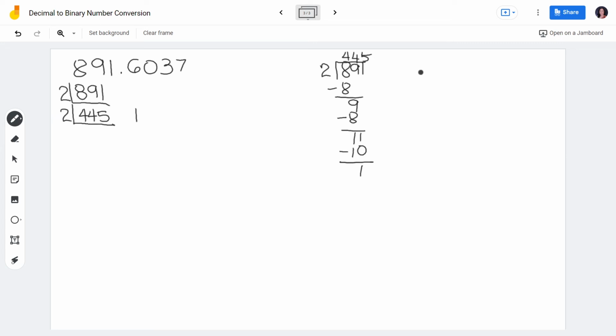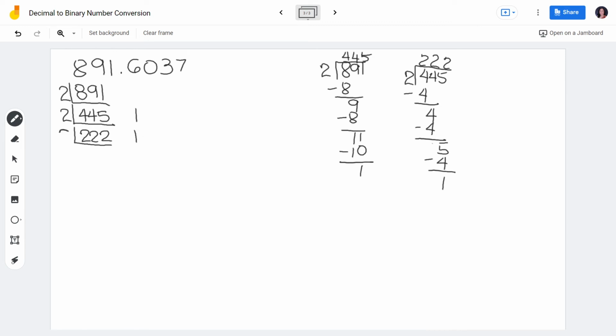Next, divide this again by 2. So we have 445 divided by 2. 4 divided by 2 is 2, 2 times 2 is 4, 4 minus 4 is 0. Then bring down 4. 4 divided by 2 is 2, 2 times 2 is 4, 4 minus 4 is 0. And then bring down 5. 5 divided by 2 is 2, 2 times 2 is 4, 5 minus 4 is 1. So we have 222, remainder 1.